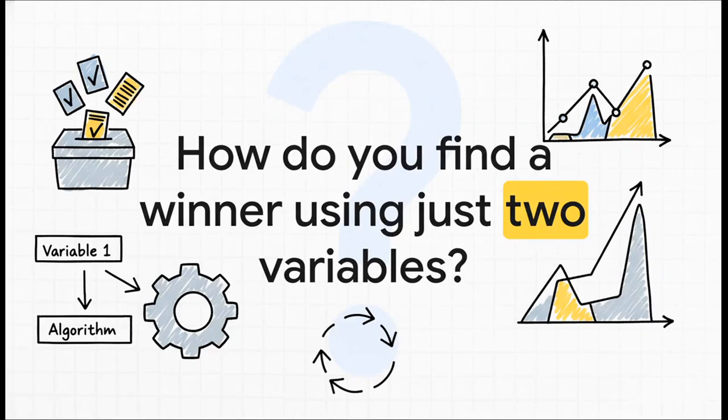Okay, so picture this. You're running an election, and you've got millions of ballots. Your job is to find the candidate with the majority of votes. But here's the catch. You can only use two tiny variables to keep track of everything. Two. How could you possibly do that? It sounds kind of impossible, right? Well, that is the exact challenge that this algorithm solves, and it does it so elegantly.